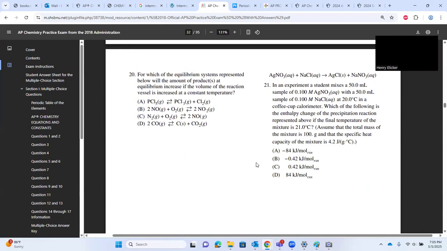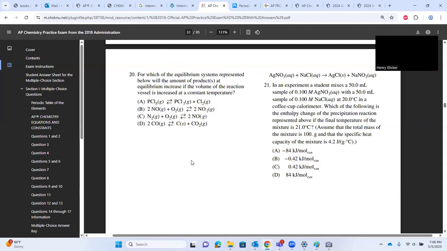All right, 20. Which of the following equilibrium systems represented below will have the amount of products at equilibrium increase if the volume of the reaction vessel is increased at a constant temperature? This one is about, I think, Le Chatelier's principle. The whole point is that when you make a change in a system, how will the reaction respond? Will it make more products? Will it shift to the right side? Will it make more reactants and shift to the left side? That's why there's a double arrow to represent these.